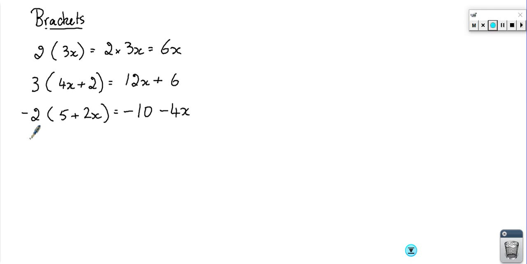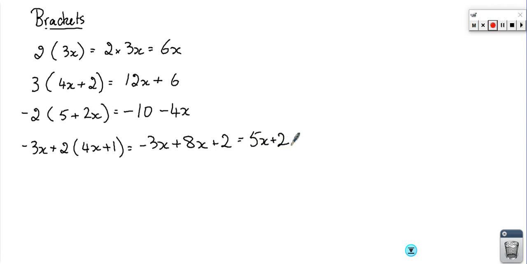If I have minus 3x plus 2 brackets 4x plus 1, let's find this. Now we're going to use BIDMAS, where we have to work the brackets first and then the addition and subtraction. So in this case it's going to be minus 3x, 2 times 4, which is 8x, plus 8x, 1 multiplied by 2 is plus 2. Now I'm going to collect like terms. Look here, minus 3x and 8x are like terms, which give me 5x plus 2.